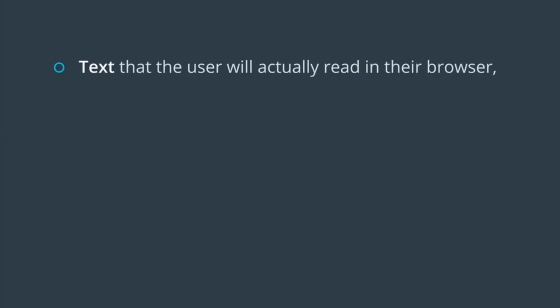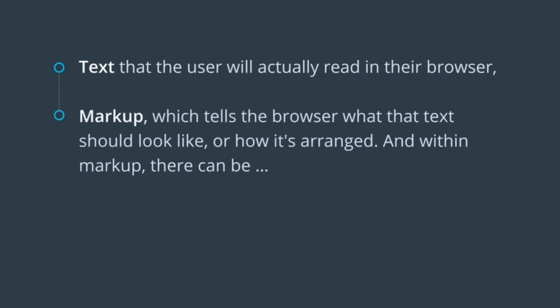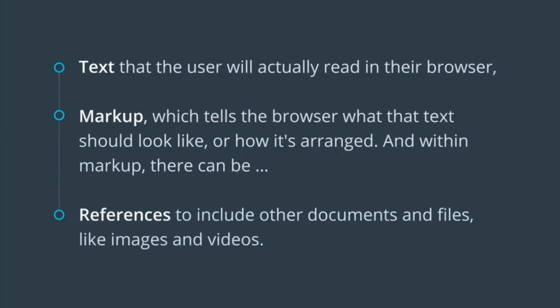So we're going to discuss HTML, which stands for Hypertext Markup Language. HTML documents are the building blocks of the web. The web is basically made up of these documents, and they can do a number of things. So HTML is made up of text that the user will actually read in their browser, and markup, which tells the browser what that text should look like, or how it's arranged. And within markup, there can be references to include other documents and files, like images and videos.